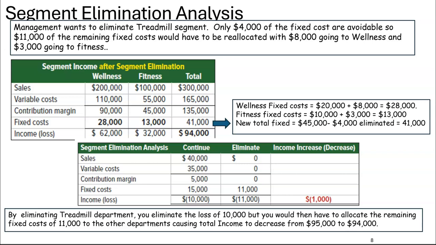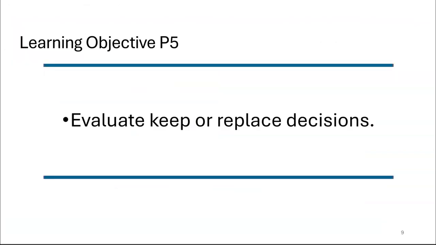Unless, now this is the part we don't cover when we do this. This is a quick way of doing it, but of course you have to look at other things too. For instance, do people buy treadmills because they also are associated with the wellness and fitness departments? Would that affect the sales if you did away with that division? Also, is there any crossover in sales? So you have to look at a lot of things before you would eliminate a segment, but this is just one quick tool to use.